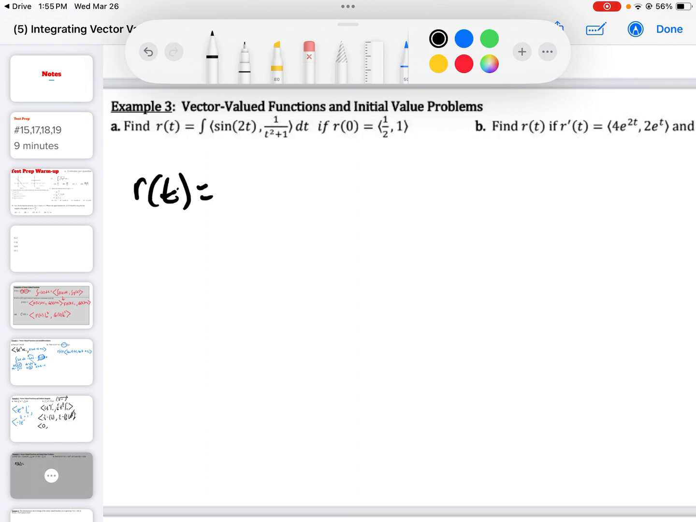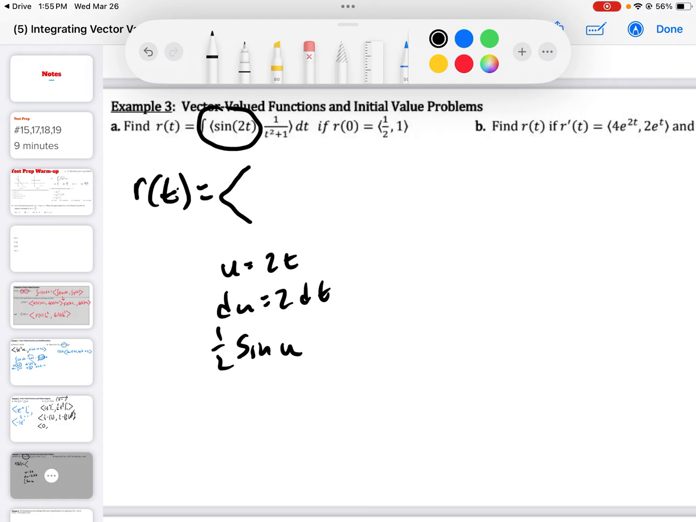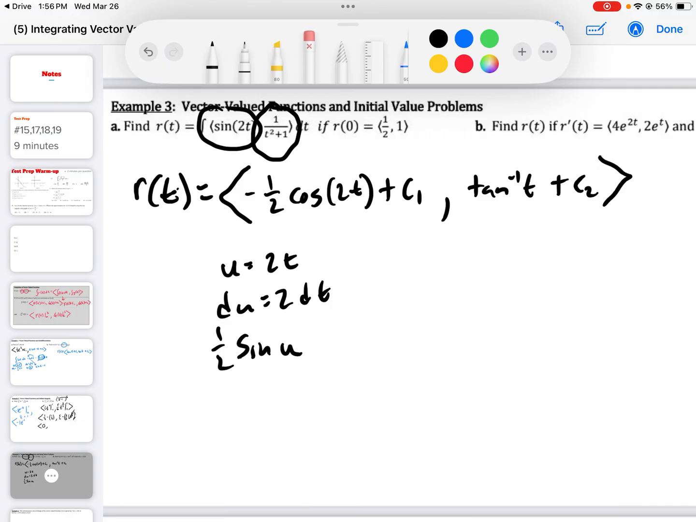All right, so r of t is equal to, okay, find the antiderivative, integrate each part. So u is equal to 2t, du is equal to 2 dt. So this would be sine of u times 1/2. So the antiderivative of that would be negative 1/2 cosine of 2t plus c1. Find the antiderivative of this. There's tangent inverse of t plus c2.